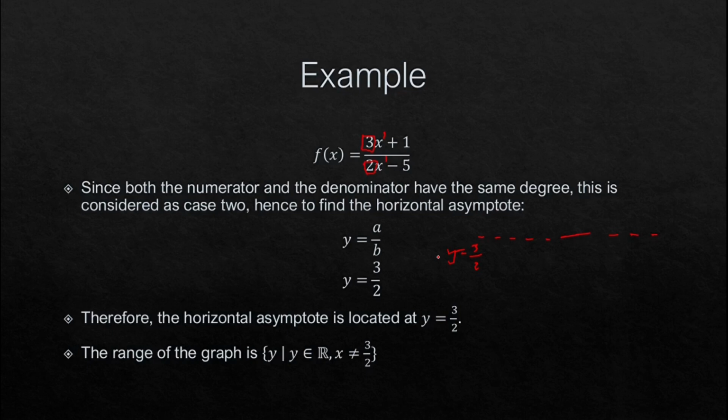Here, the range of the graph is y, where y is an element of all real numbers, where y is not equal to 3 over 2. So the range of the graph is every real number on the graph except for 3 over 2.